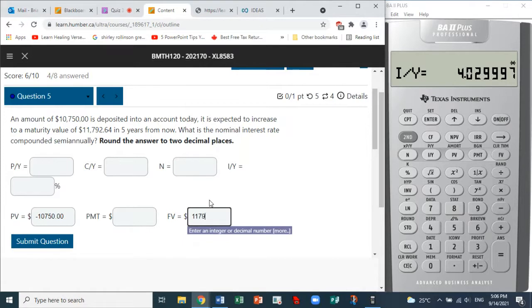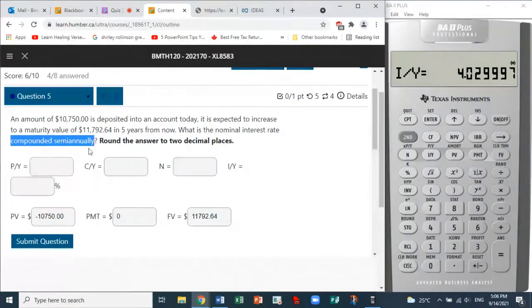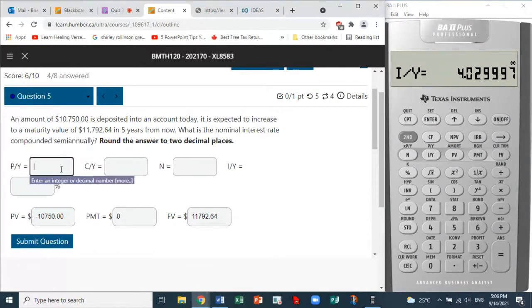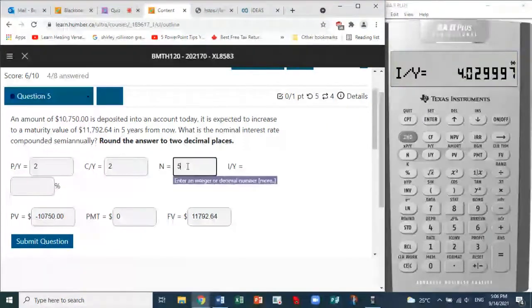So 11,792.64 would be the future value. We know this is compound interest, so the payment would be 0. The term is 5 years, which we will take into account shortly, but the compounding is semi-annually. So 5 years would be 5 times 2, which is equal to 10.